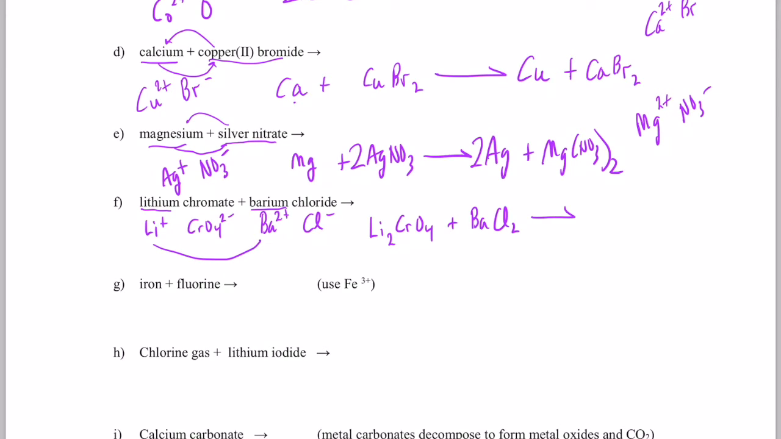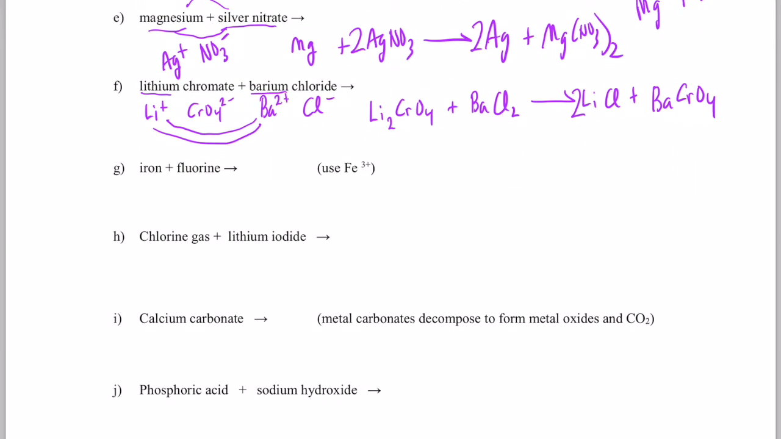So the lithium and the barium are going to swap, aren't they? So lithium will be with chlorine. Li plus and Cl negative makes LiCl. And barium will be with chromate, Ba2 plus and CrO4 negative. So we'd have BaCrO4. Now to balance that, we'll put a 2 in front of lithium chloride, and that takes care of me.